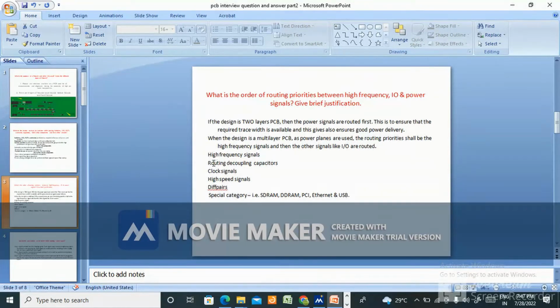Then high frequency signal routing, decoupling capacitors, then clock signals, high speed signals, then differential pairs, and then special categories like SDRAM, DDRAM, Ethernet, USB and PCI, like that.